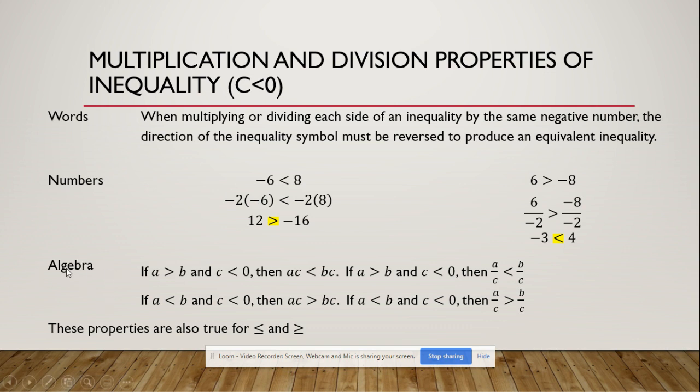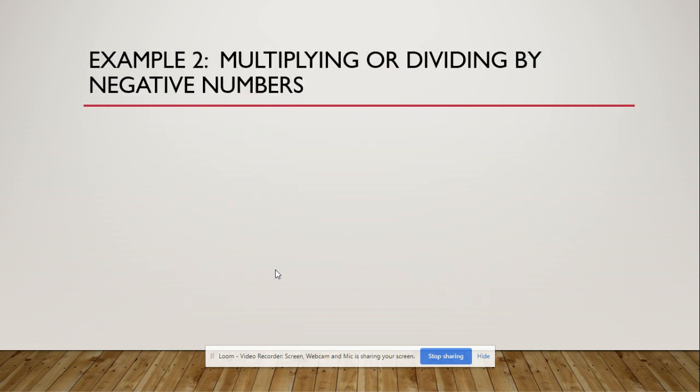Down here in our algebraic description, if A is greater than B and C is less than 0, meaning that it's a negative, then our AC is going to be less than BC. Or in other words, notice how they just flipped that inequality. When you start multiplying or dividing by some negative number, it's going to force us to flip that inequality and change its direction. All right, so let's see how that works with some examples.